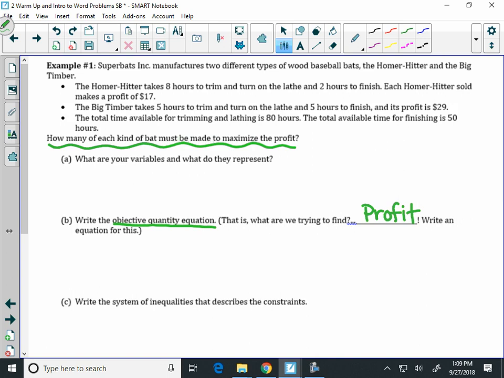Now we're finding the profit from a couple different things. In order to write this profit equation, we need to figure out what our variables are. That's what it's asking us in part A. We're going to need an X, and we're going to need a Y. So we need to think about what it tells us to find the profit of. Well, it says find the profit of each kind of bat. So what kind of bats does this company make? Homer Hitters. So let's make X Homer Hitter. And the Y will be the other kind of bat. That's the Big Timber.